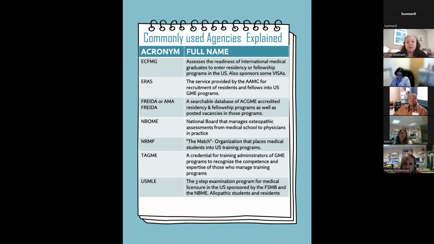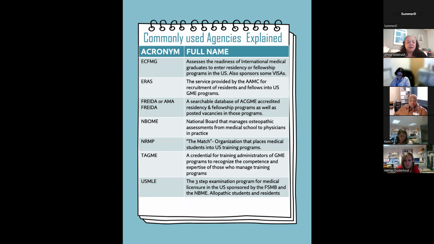ERAS, the service provided by the AAMC for recruitment of residents and fellows. You guys all know what ERAS is because that's where your recruitment applications are. FRIDA is a searchable database of ACGME accredited residency and fellowship programs, as well as posted vacancies in those programs.